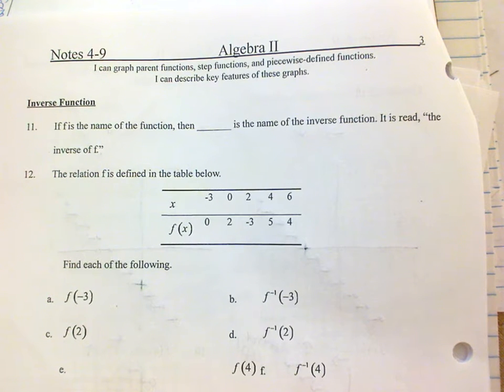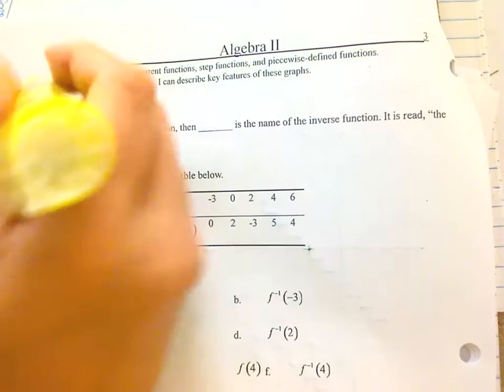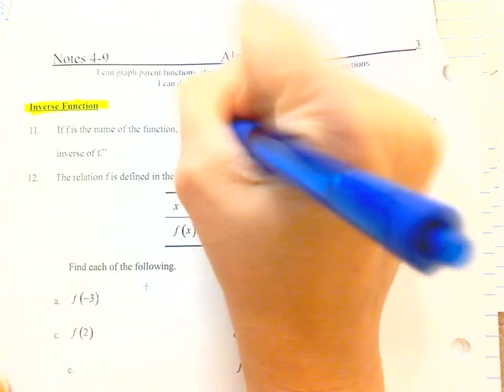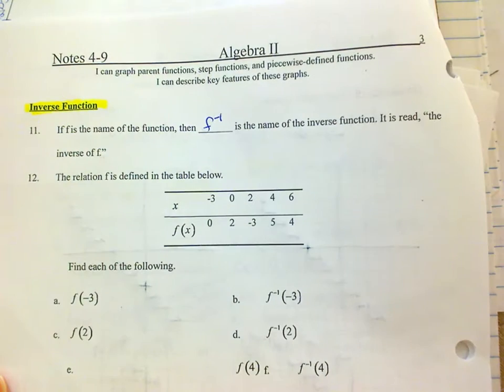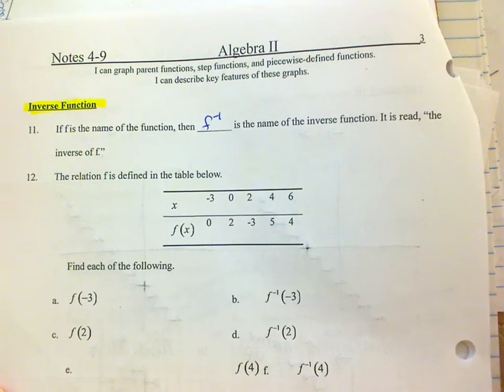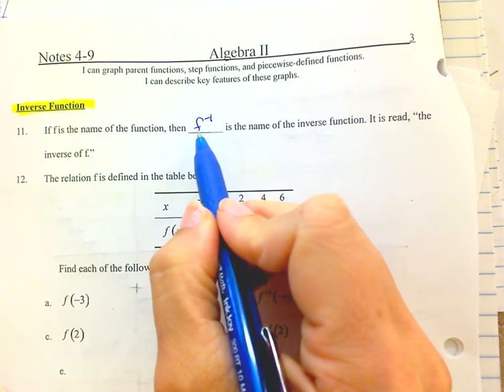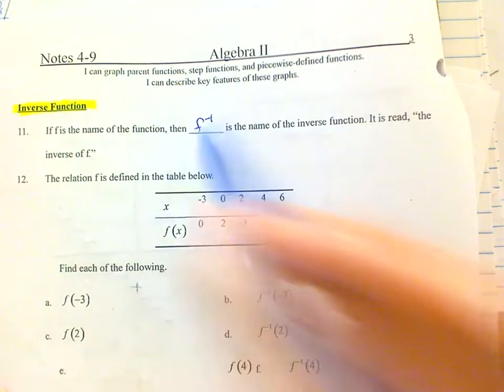Okay, the second part of your 4-9 notes is talking about inverse functions. It says if f is the name of the function, then you're going to do f to the negative 1. F to the negative 1 is the name of the inverse function. You don't actually say f to the negative 1. You read this as the inverse of f.